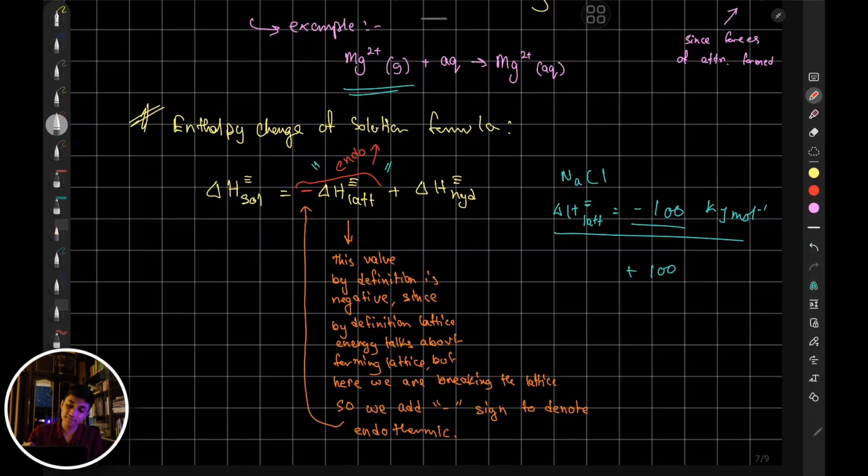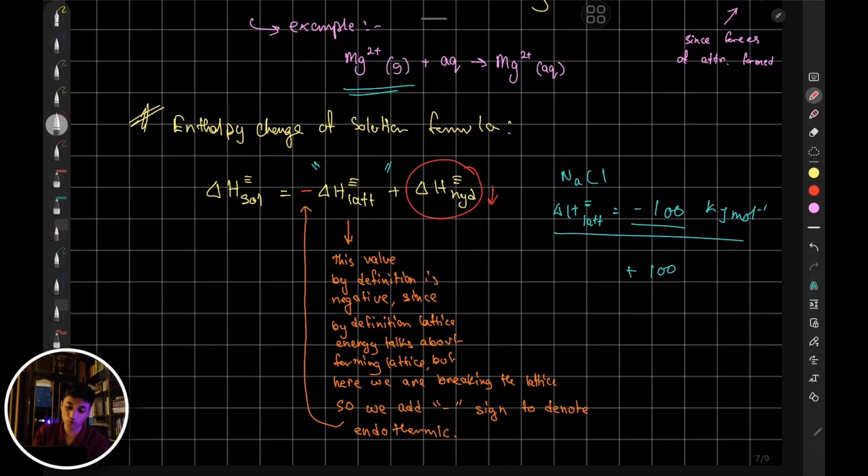So the greater the value of enthalpy change of lattice, the more endothermic del H solution is going to be. If the hydration is small and del H lat is greater, the del H solution is going to be more endothermic, since the del H lattice energy is giving you a more positive value. So the net value for del H solution is going to be more endothermic.